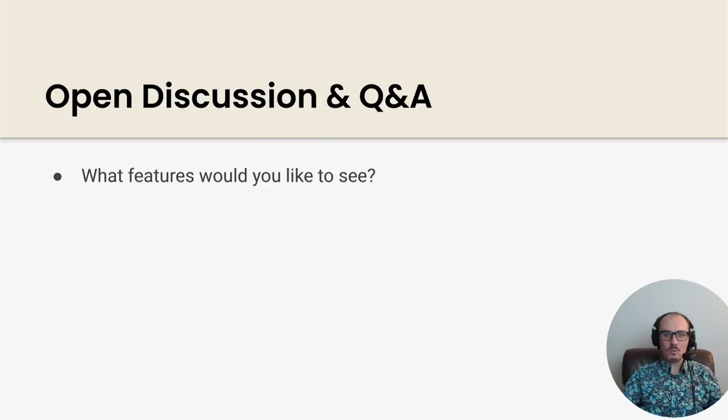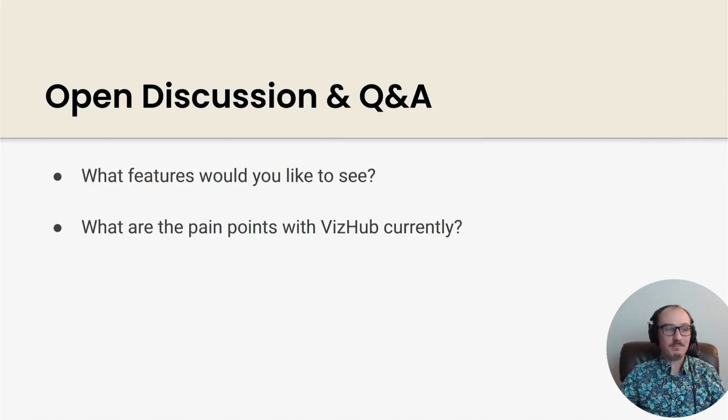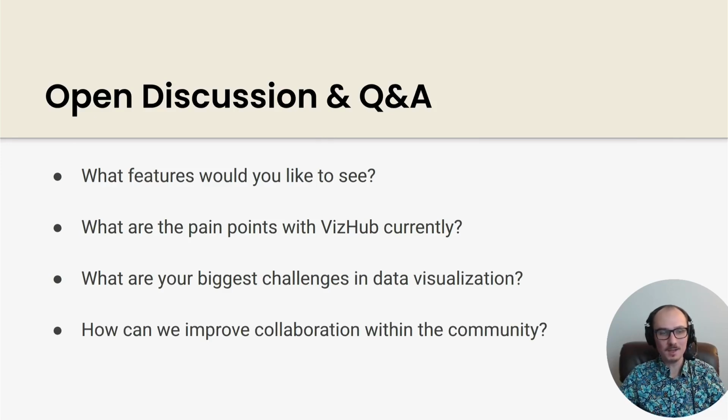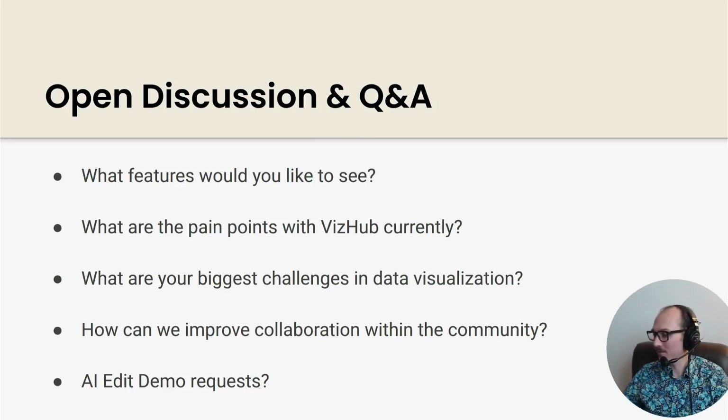So let me hear from you. What do you think? What features would you like to see in Vizhub? What are the pain points currently? What are the biggest challenges that you face? How can we improve collaboration? And happy to do more AI demos if anyone has some ideas.